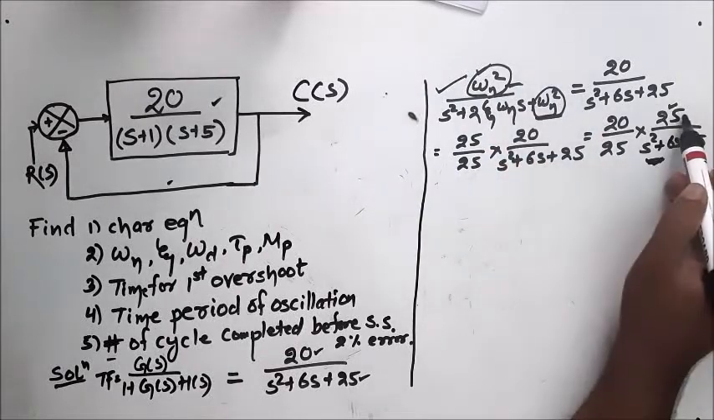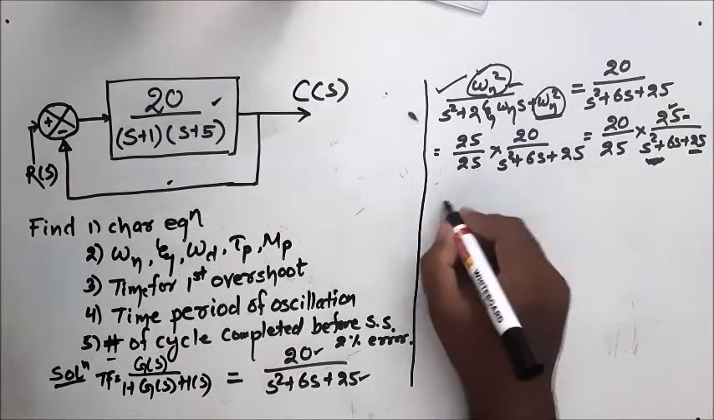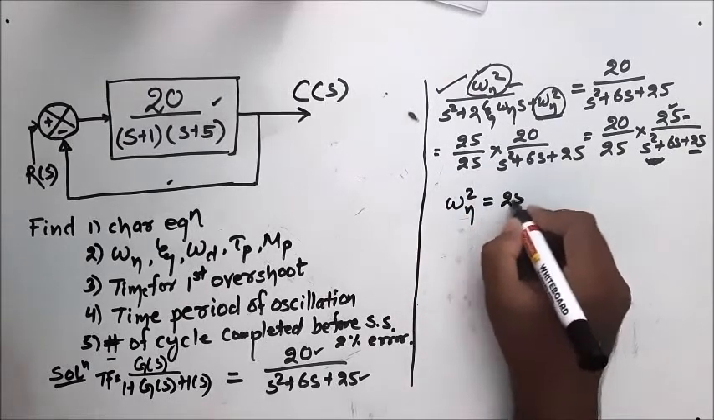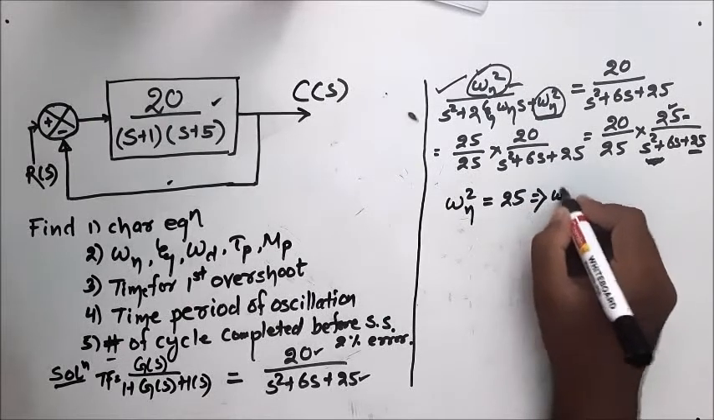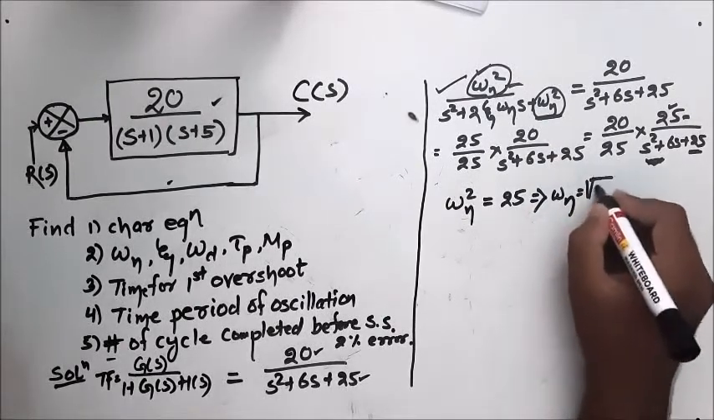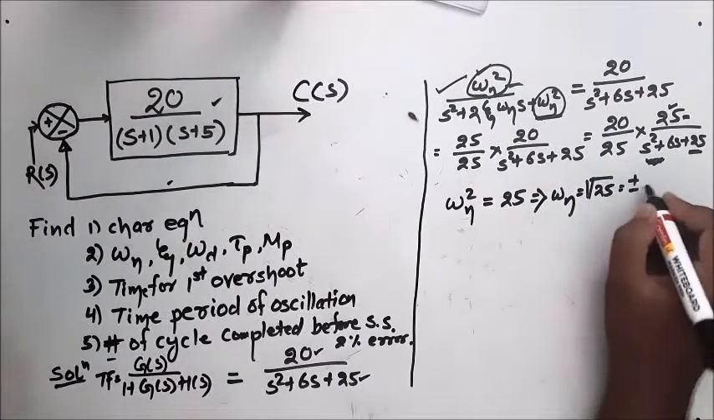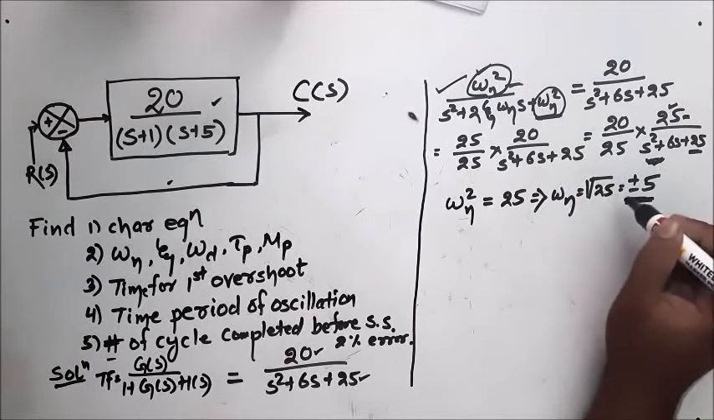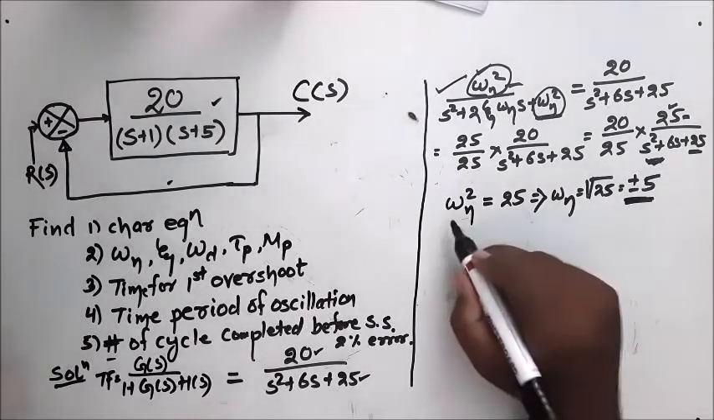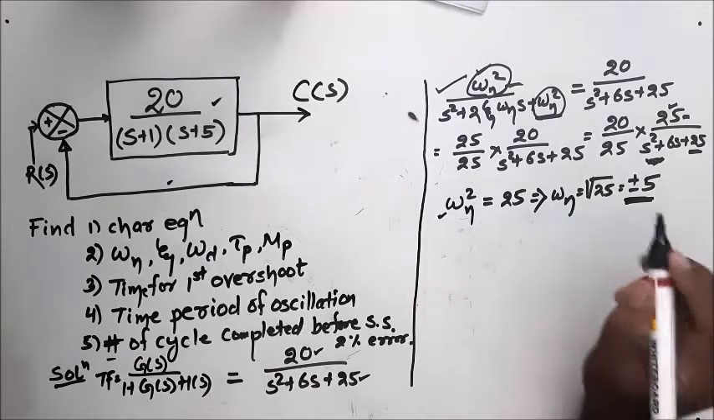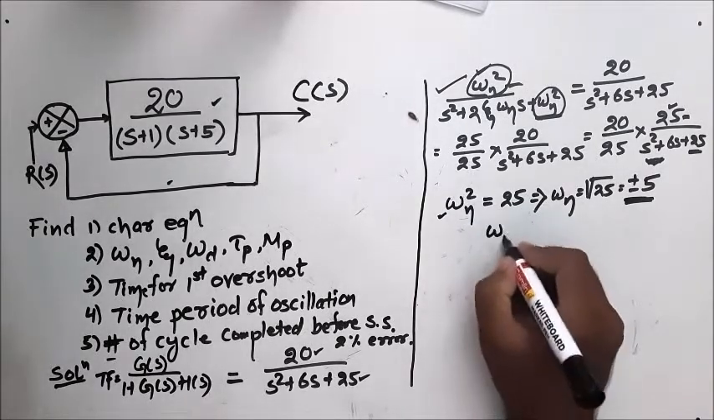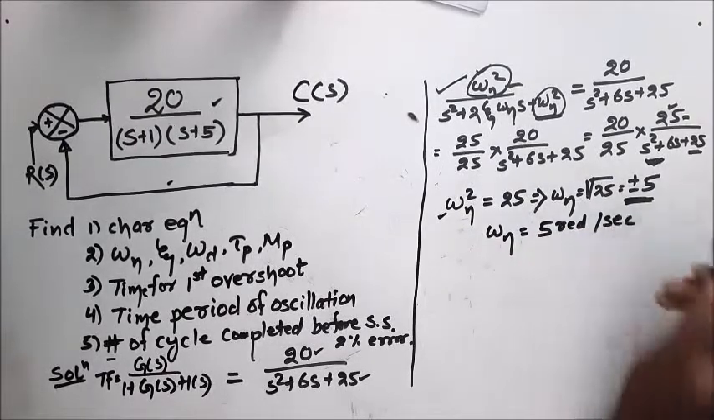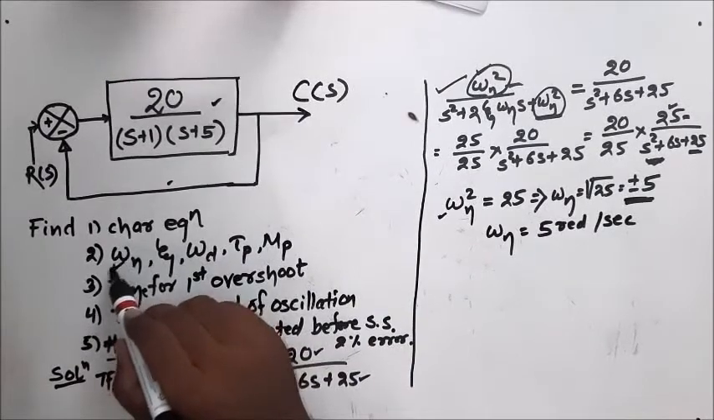Once we get this equation and compare it with the standard equation, it is very clear that this is omega n square. So omega n square is 25, and omega n is the square root of 25, equal to plus or minus 5. Algebra gives the square root as plus or minus 5, but here we consider a frequency, and frequency can never be negative. So omega n is equal to 5 radian per second.